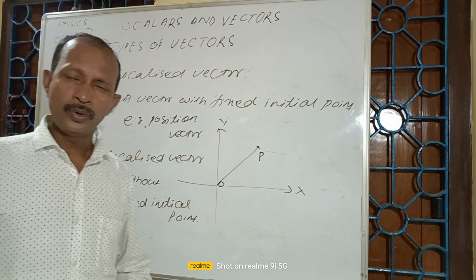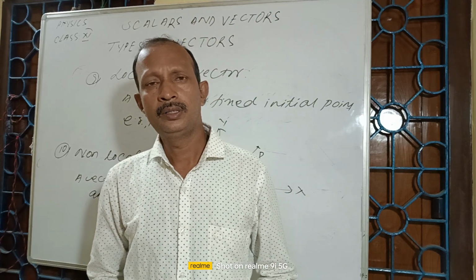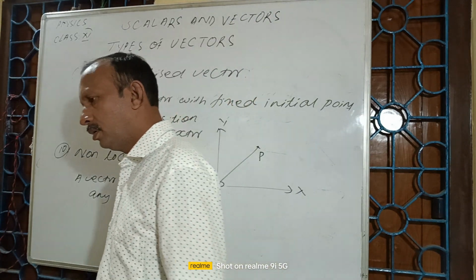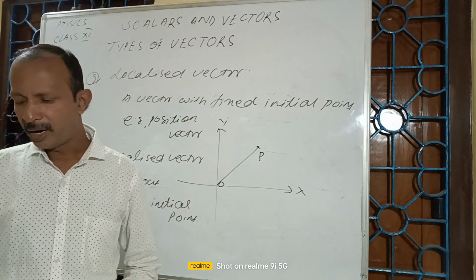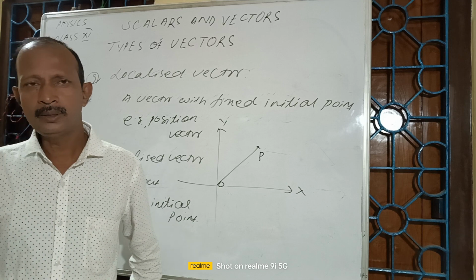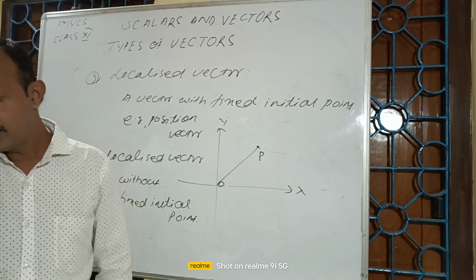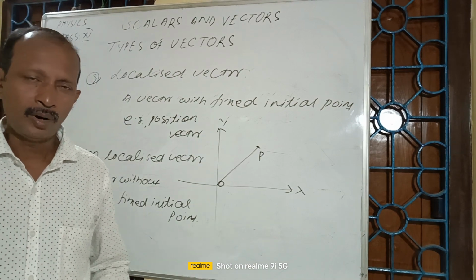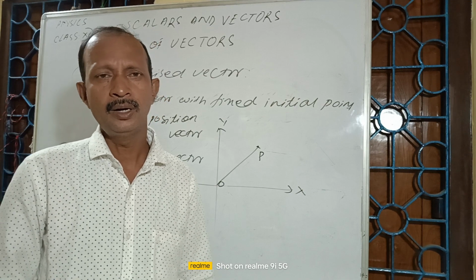So children, today in this video I explained the different types of vectors. In my upcoming video I shall explain the remaining part of the topic. It may be multiplication of a vector with a vector. What are the different types of multiplication? In my next video I shall explain. Until then, bye.